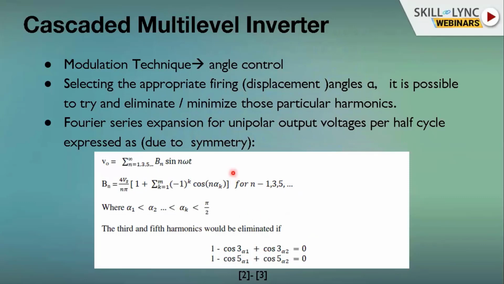So within a sine waveform, you would like to fire your semiconductor device, say IGBT or MOSFET, between 0 to 90 degrees. That's why you see alpha 1 is less than alpha 2, and so on, alpha k less than pi by 2, where you want to fire. In accordance with this firing angle, you should be able to minimize the harmonics. I've taken just one example; you can get better results also.